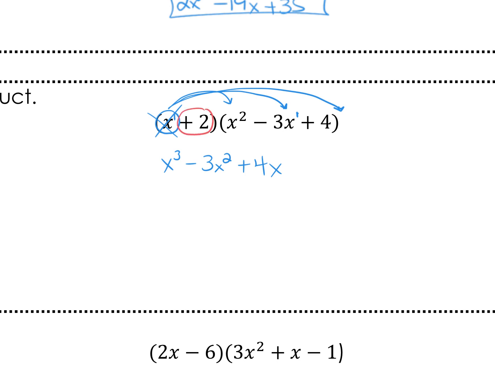It's a positive 2. 2 times x squared is 2x squared. 2 times negative 3x is negative 6x. And 2 times 4 is positive 8.